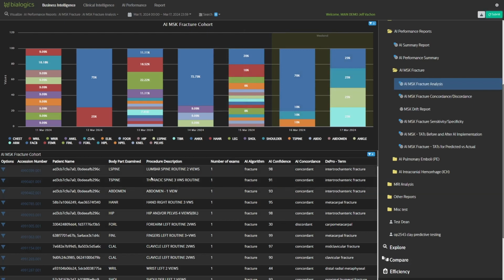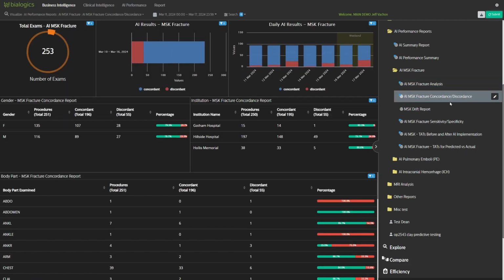I can see that the procedure description was a lumbar spine, in this case, number of exams. The AI algorithm determined that there was a fracture with an AI confidence rating of 98. And the radiologist also agreed that there was a fracture, so this study was determined to be concordant. And in fact, the actual terminology that the radiologists use to describe that fracture. Again, further detailed analysis of the concordance and discordance allows us to look at the modalities, the procedures, the age, the gender, and a number of other analyses.